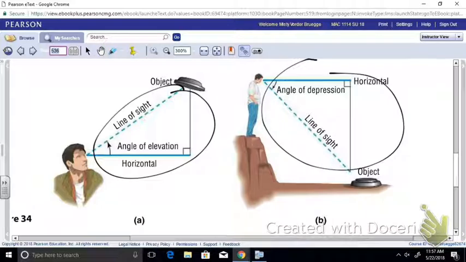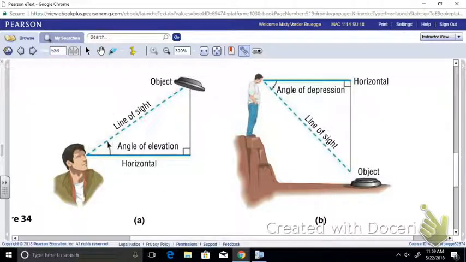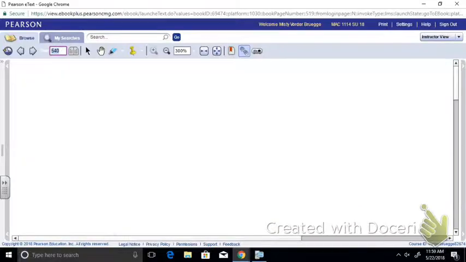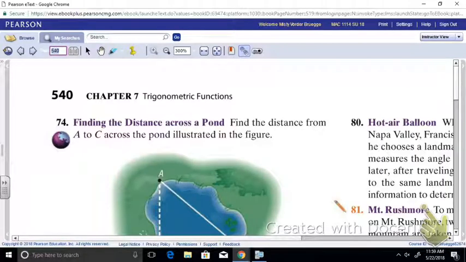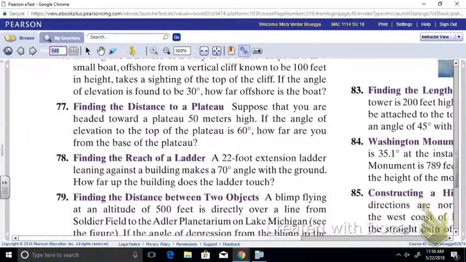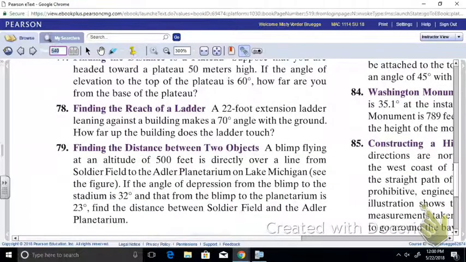Okay, so let's look at a word problem. I'm going to start out really easy with you guys. We'll do an easy one, and we'll do a little more difficult one. So I'm going to go to page 540. And we're going to look at question 78. Do you guys want a minute to copy it? You do? Okay, let me give you a minute to copy that down.